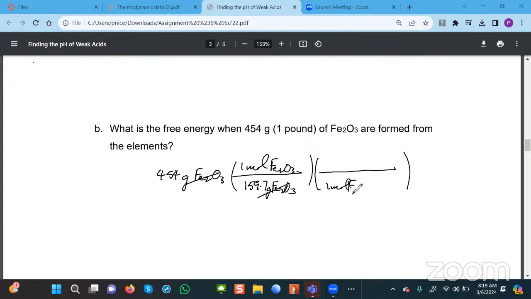And now in this conversion factor, we're going to use the result that we got from the previous part. What was the answer that we got? Minus 742.2, and this would be kilojoules, right? So this goes with that. So we have to work this out. That would be 454 times negative 742.2 divided by 159.7. And again, please correct me if I'm wrong, but I got minus 2,110, rounded off to 3 sig figs, so 2120 kilojoules.